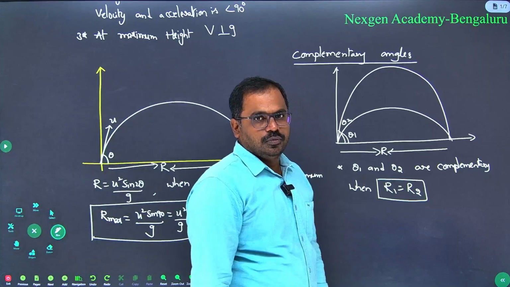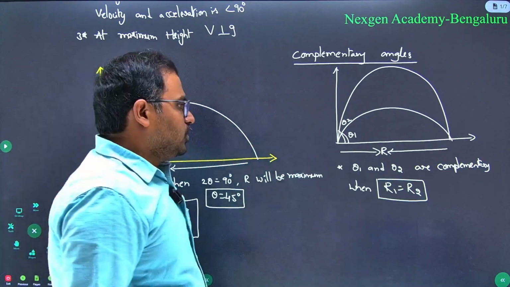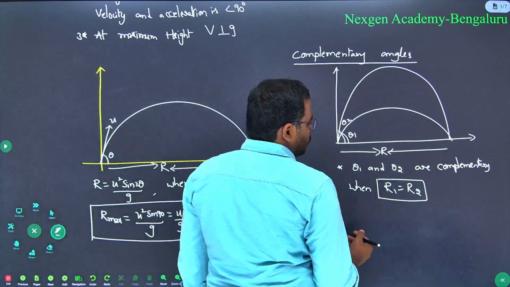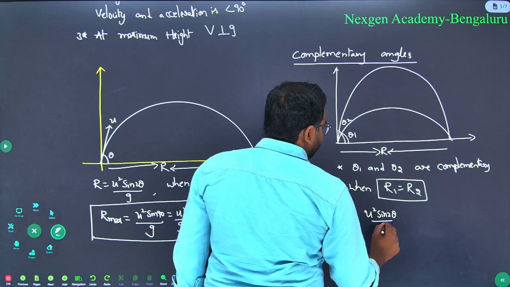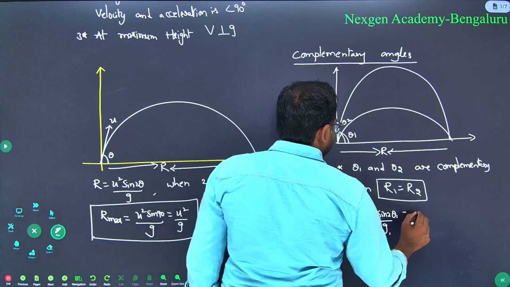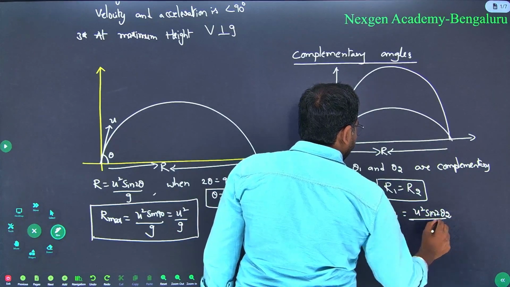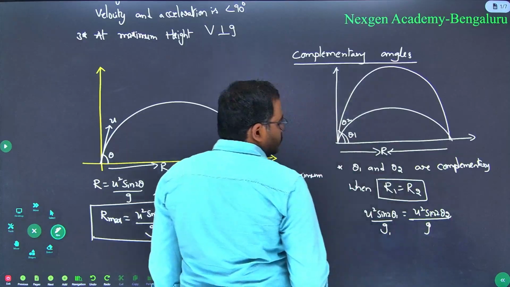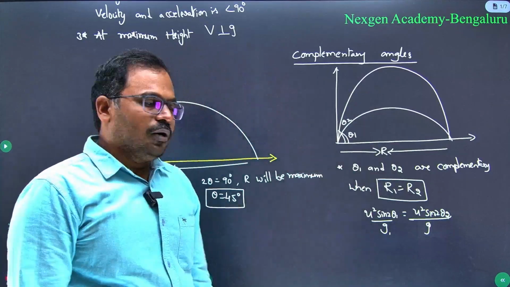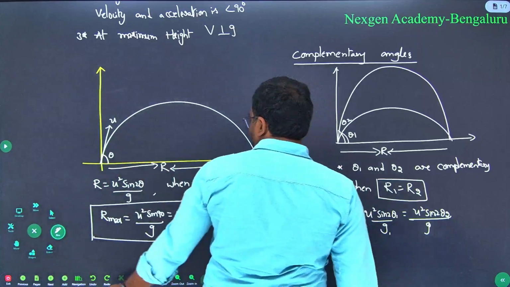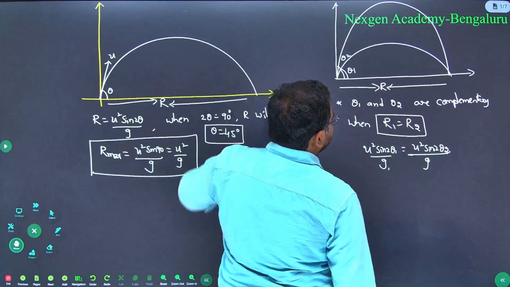R1 equal to R2 means two possibilities are there. What are those? Sine 2 theta 1 is equal to sine 2 theta 2. Here u square sine 2 theta 1 by g is equal to u square sine 2 theta 2 by g. So u square cancels, g and g cancel out, and two possibilities are there.